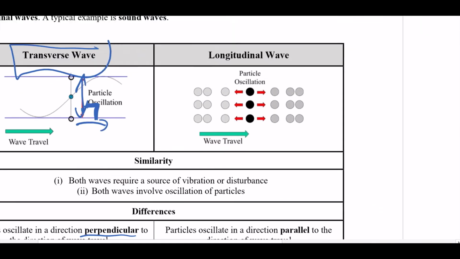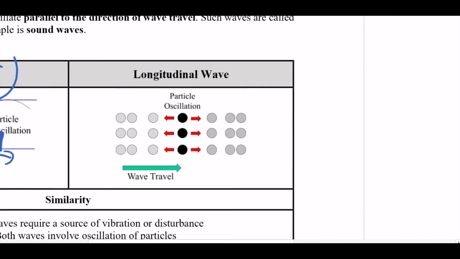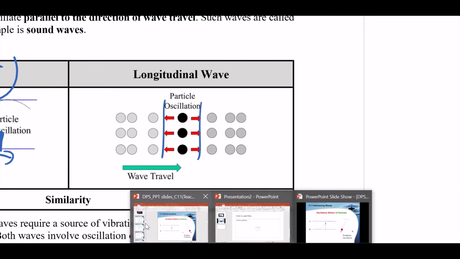Now there are some other waves called longitudinal waves, whereby the particles oscillate, and remember, oscillate means travel to and fro to extreme points. Their oscillation is actually parallel to the wave travel. Let's take a look at an example here.